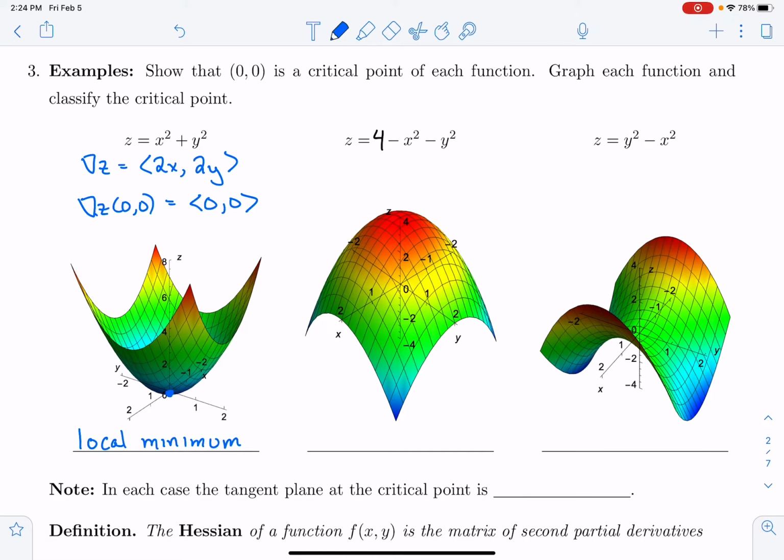Now I'm going to move on to the function 4 minus x squared minus y squared. In this case, the gradient of z is very similar. It's going to be (negative 2x, negative 2y). And so if I plug in the point (0, 0), I again get that the gradient is equal to the 0 vector. And so (0, 0) is a critical point. But here, when I look at (0, 0), that's going to give me z equals 4. That's going to be at the top of this paraboloid, this bowl shape. That is going to be a local maximum.